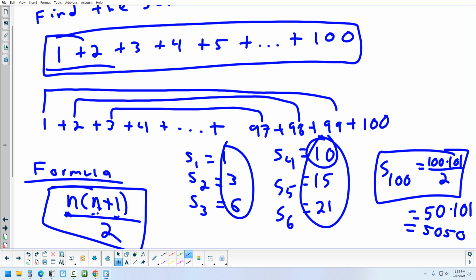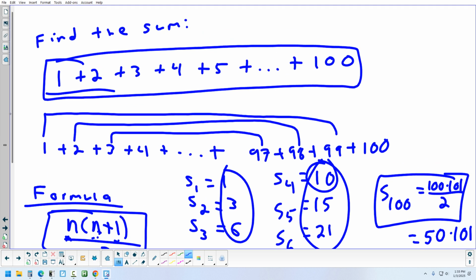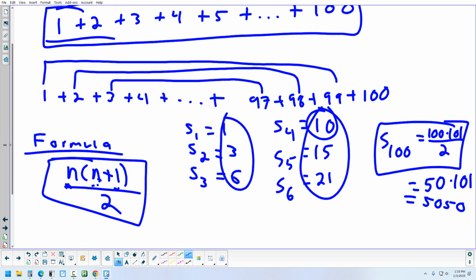Now, if you didn't want to start at 1, we'd have to fix it. But this is a formula that works if you start at 1 and you add up every number as high as you want to go, going by ones. What happens if you don't want to start at one? We'd have to adjust the formula a little bit. We could make it work, but we're always going to start with 1.